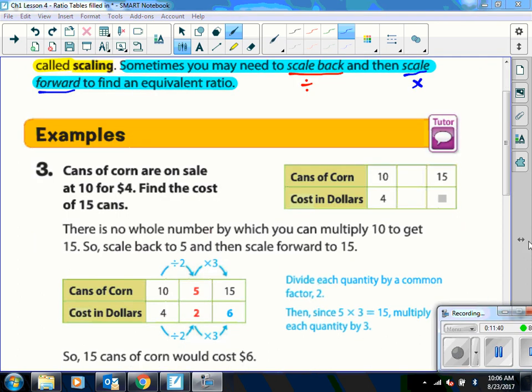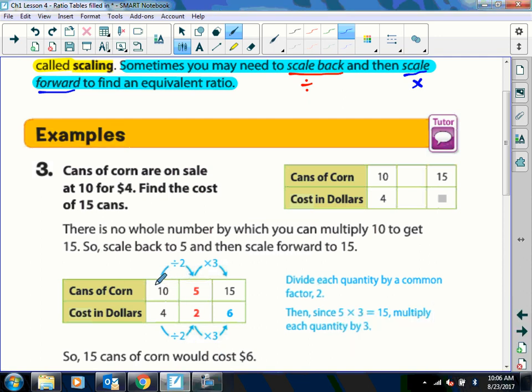All right, for example 3, it says cans of corn are on sale at 10 cans for $4. We want to find the cost of 15 cans. Okay, so if I look at the table down here, they're just filling it in over here. It says, okay, we want to go from 10 to 15, right? Now, you can see that you cannot go from 10 to 15 directly.